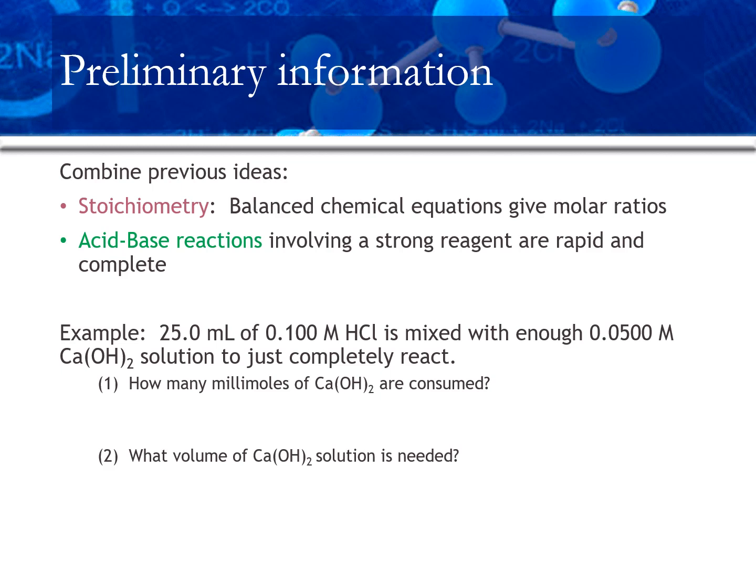We have 25 milliliters of 0.1 molar hydrochloric acid, and we react with just enough 0.05 molar calcium hydroxide to react. How many millimoles of calcium hydroxide are consumed? From the wording of the problem, we see that this problem is asking about amounts of material related to each other by a balanced chemical equation. So the first step in any stoichiometry problem is write down the balanced chemical equation.